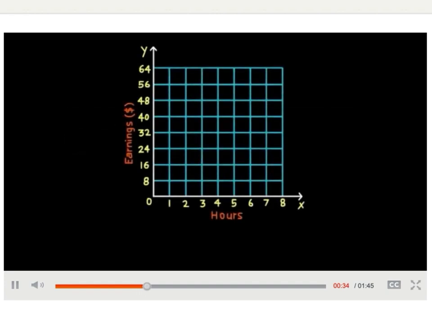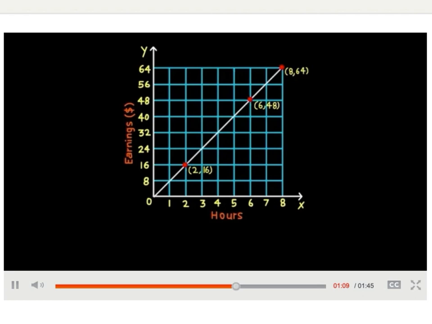Let's use a coordinate grid to plot our data. Hours will go on the x-axis, and earnings will go on the y-axis. Now, let's plot our data. Remember, when plotting points, we plot the x-coordinate first, then the y-coordinate. So after we plot our 3 points, we get this. What do you notice about the points? Yes, they're in a straight line. Let me show you.